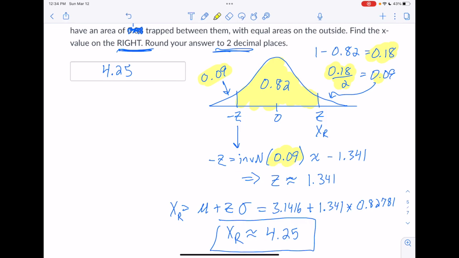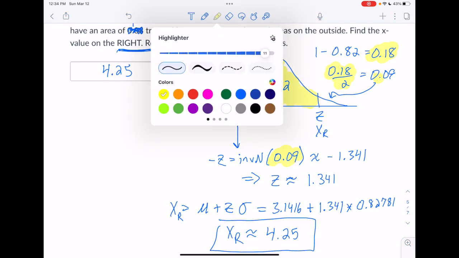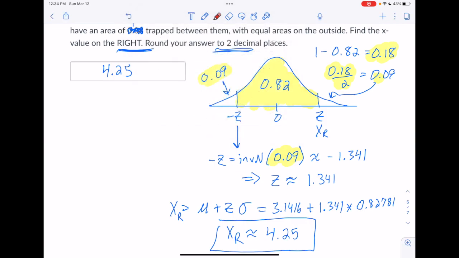One of the things you can always check is to take the area on the left, the area in the middle, and the area on the right, and add them together in your calculator. If you split that up correctly, you should get a total of 1. So make sure you're doing that. Remember to put exactly 3 decimal places on your z-score. More or less can change the answer.